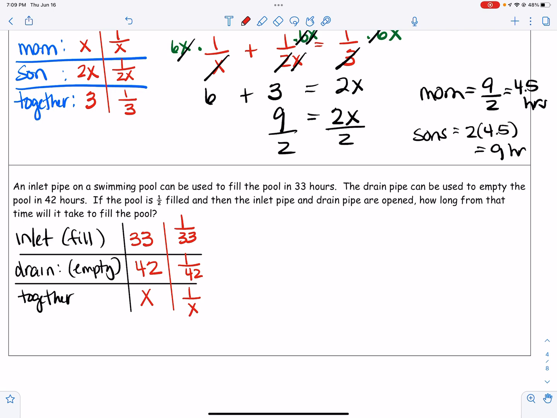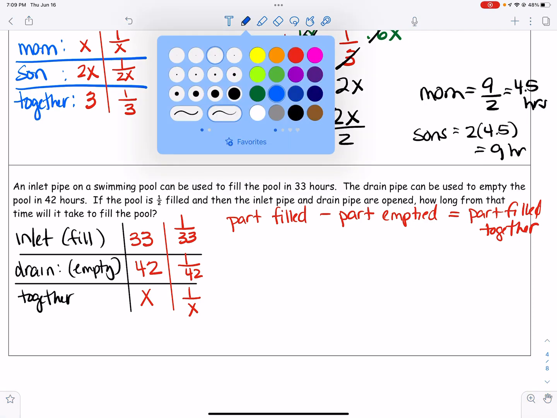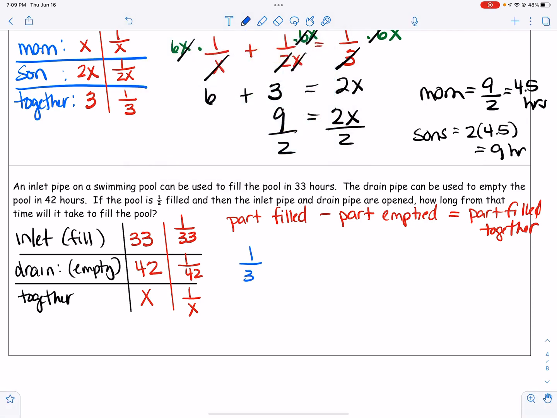Now, this problem in particular is a subtraction problem because we have the part filled minus the part emptied, and that's going to equal the part filled together. Okay, so this one is a subtraction. So we take 1 over 33 minus 1 over 42 is equal to 1 over x.